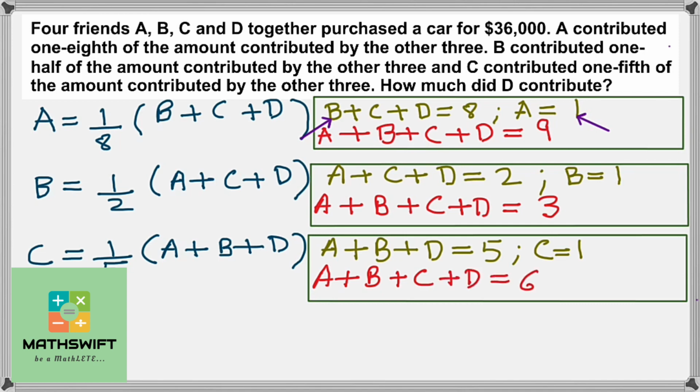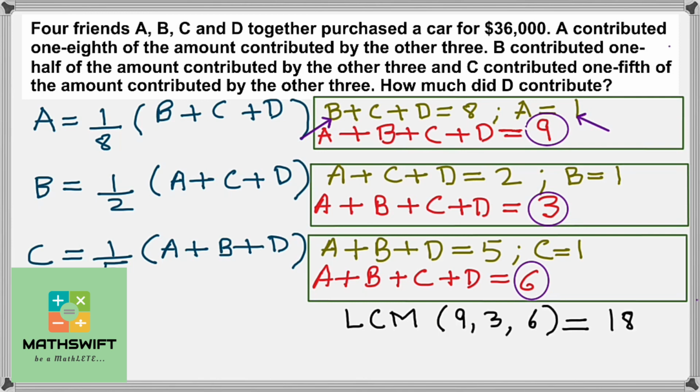Now if you notice, we got A plus B plus C plus D as 3 different amounts, which isn't possible, right? So we can make them equal by using the LCM of 9, 3, and 6, which happens to be 18. For that, we need to multiply 9 by 2, and if we do so, we also need to multiply each value of A, B, C, and D, which we used in this equation, by 2.